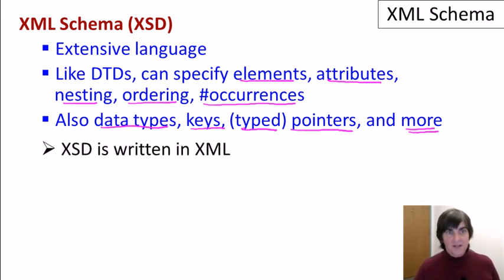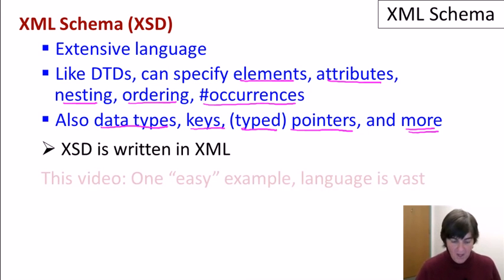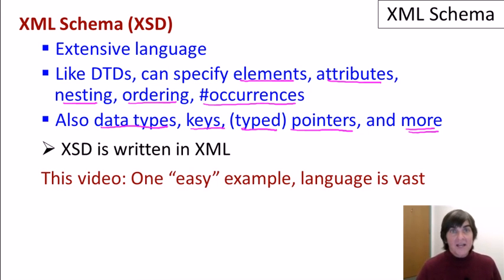Now, one difference between XML schema and DTDs is that the specifications in XML schemas, called XSDs, are actually written in the XML language itself. That can be useful, for example, if we have a browser that nicely renders the XML. The language, as I said, is vast. In this video, we're going to show one sort of, quote, easy example, but that example will give very much the flavor of XML schema, and we'll try to highlight the differences between XML schema and using document type descriptors.